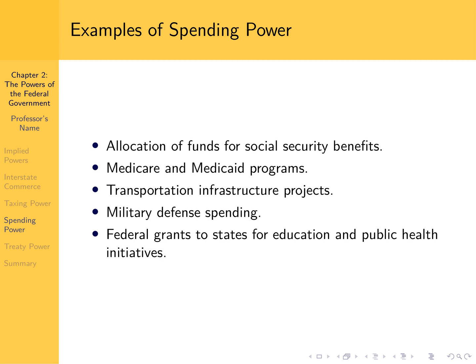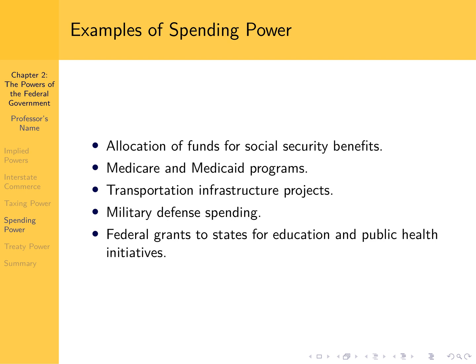Additionally, the government funds programs like Medicare and Medicaid, offering healthcare coverage to millions, especially the elderly and low-income individuals. Another significant use of spending power is seen in transportation infrastructure projects, where funds are allocated for the construction and maintenance of roads, bridges, and public transit systems to enhance mobility and support economic growth.